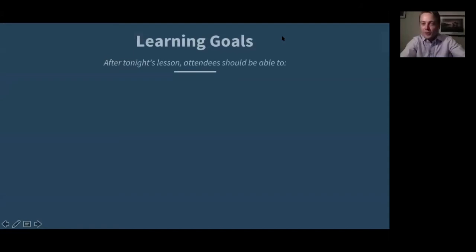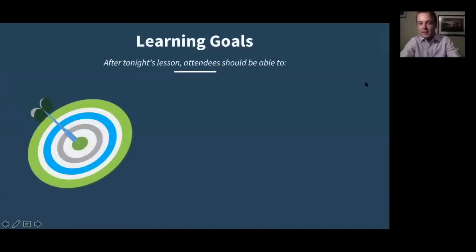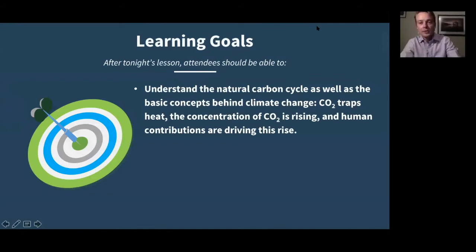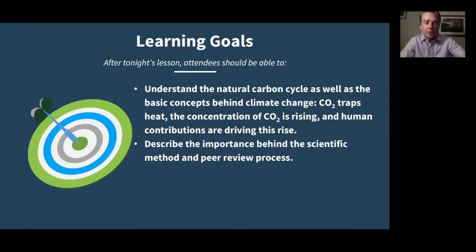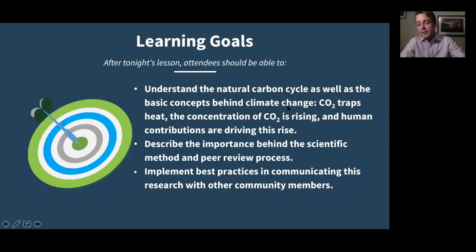Before I turn it over to you, I'll just go over a couple of quick learning goals for tonight's webinar for Core Volunteer Training. Hopefully after tonight, volunteers will be able to understand the natural carbon cycle and especially emphasize the basic concepts behind climate change, including carbon dioxide trapping heat, the concentration of carbon dioxide rising, and human contributions driving this rise. The next also high priority learning goal is describing the importance behind the scientific method and peer review process, as well as implementing best practices in communicating this research with other community members in the field. I know that was a couple of attendees' earlier questions that they submitted before the webinar.